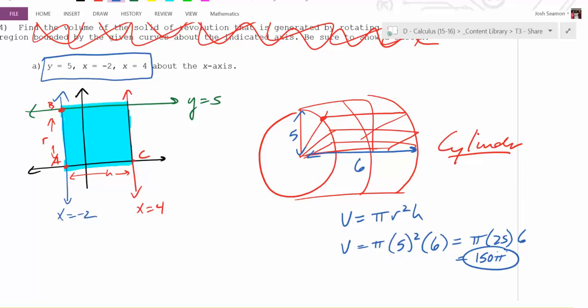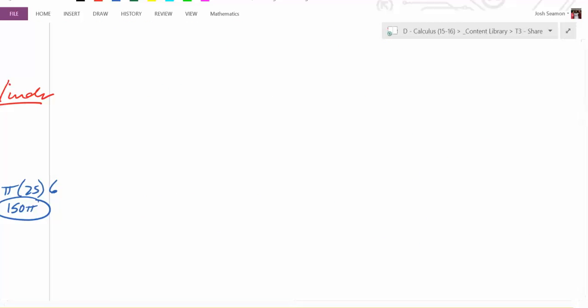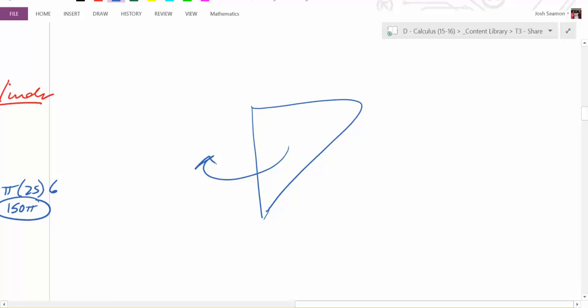What I mean by that is this. Let's say I had a triangle like this. Let's say I spun that triangle like this. What would I get? Here's a rotational solid. I would get a cone for this one. Is this a rotational solid? Why is this a rotational solid?